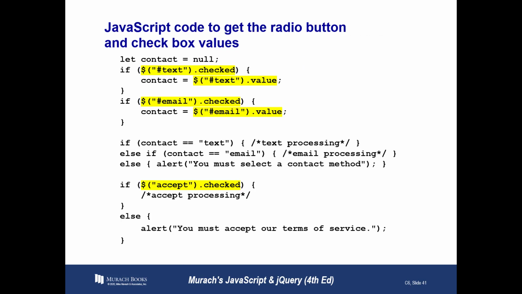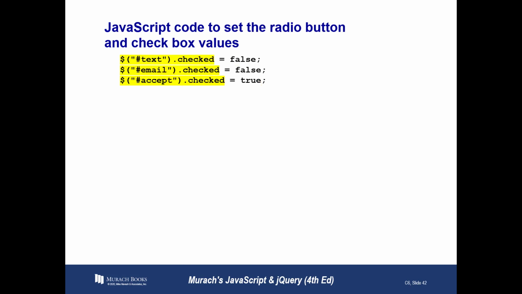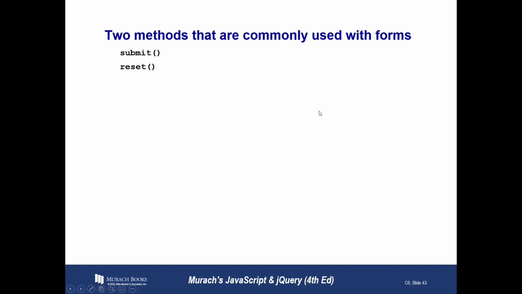And here's where you're checking, no pun intended, the checked property. Basically what you're doing is setting a local variable equal to that value if indeed it is checked. And here you're setting it back, so it's not checked.